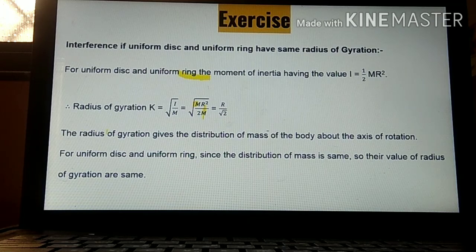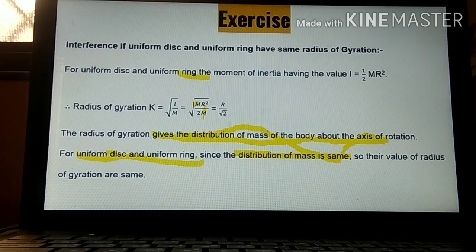Okay. The radius of gyration of a given distribution of mass of the body about the axis of rotation. What does radius of gyration give? It gives you the distribution of the masses about the axis of rotation. For a uniform disk and uniform ring, if the distribution of masses is the same, then naturally radius of gyration will also be the same.